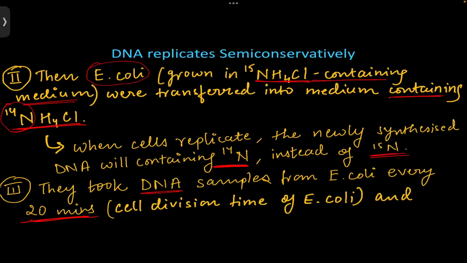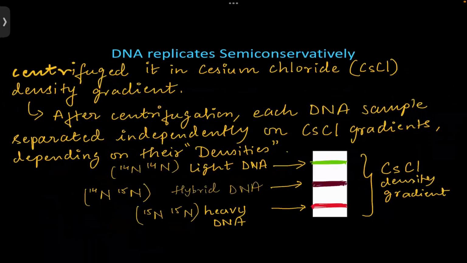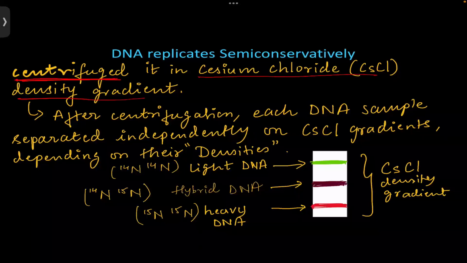So in this way, they studied and analyzed the DNA molecules that are formed in every generation, that is, every 20 minutes. And what they did, they took those DNA molecules and centrifuged them in a cesium chloride density gradient. Cesium chloride is a solution to which they added the DNA molecules extracted from the E. coli, and then centrifuged it.